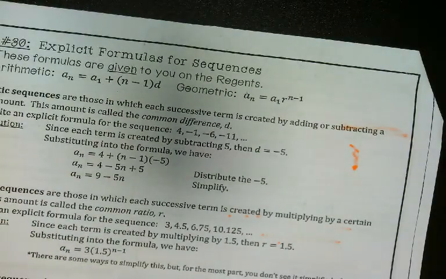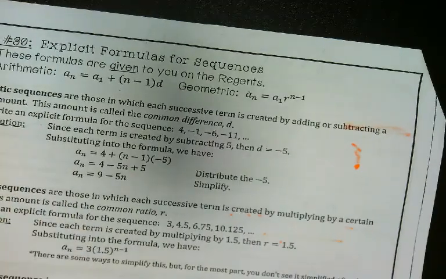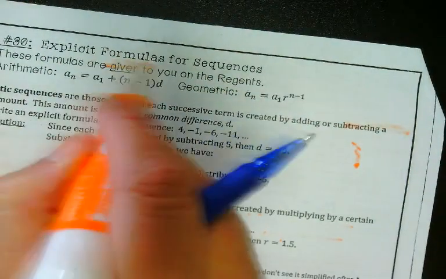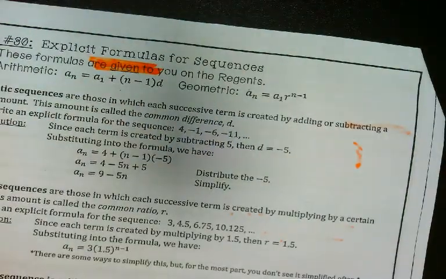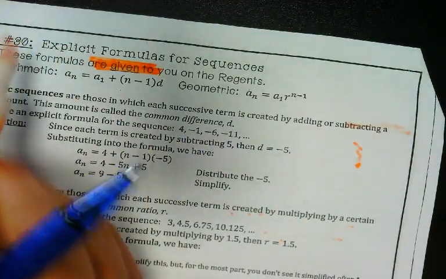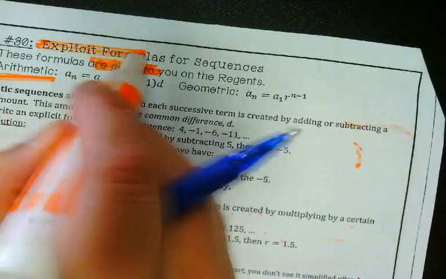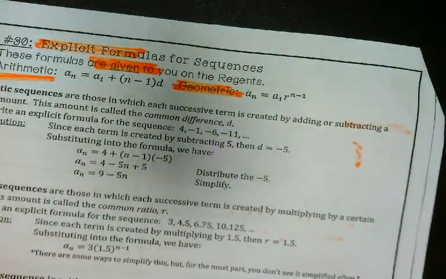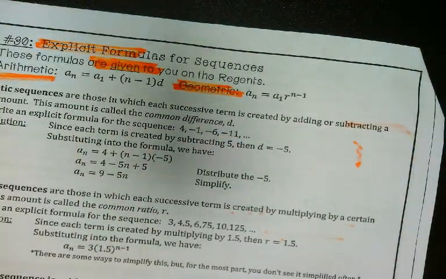All right, let's see what else they have here. Oh, the explicit formula. Okay. Now, so that was recursive. We're using that previous term. Explicit. These formulas, I just want to stress, are given to you on the exam. There's not much given, but these are the two that are: the arithmetic explicit form, and the geometric explicit form. So you're not memorizing these two. They are given to you.